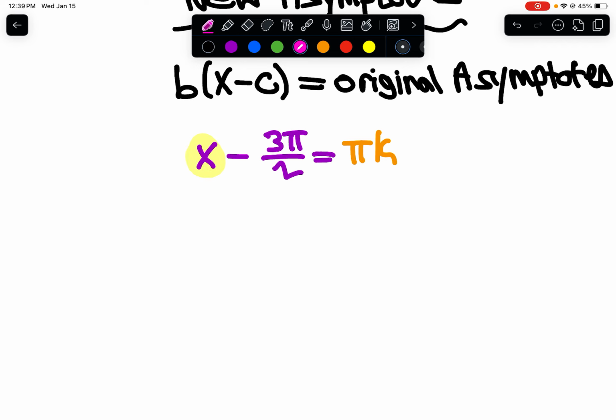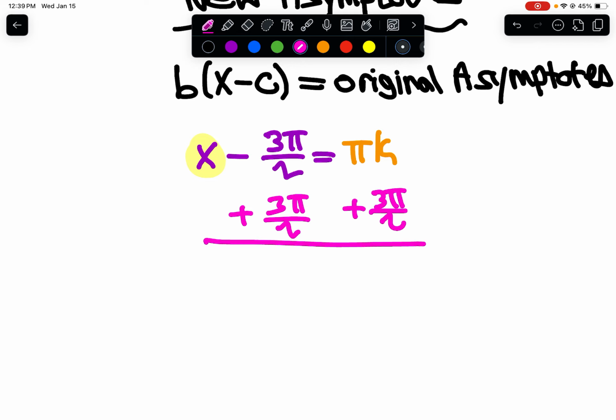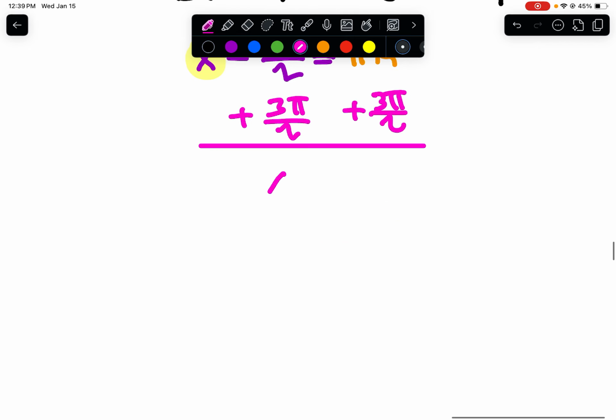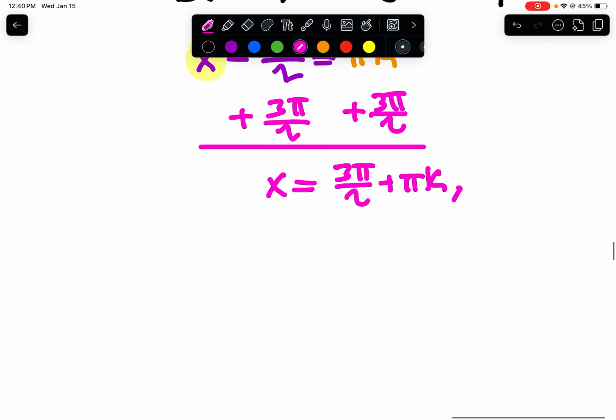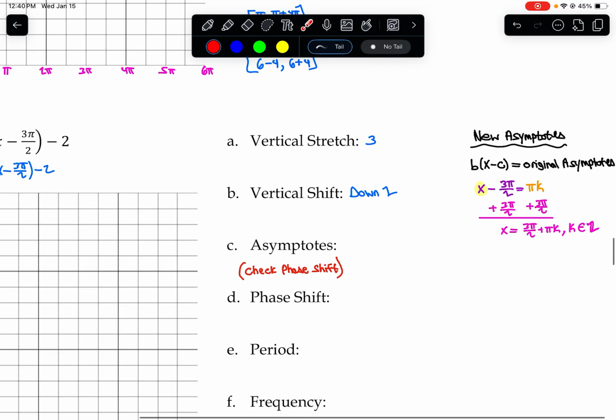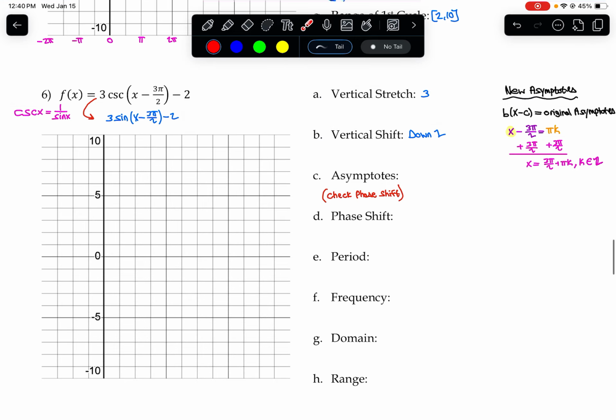So now over here, you're just going to add 3 pi over 2 to both sides. So this is going to be x equals 3 pi over 2 plus pi k, where k is an element of the integers. Now, here's the thing. If I were to do x is 3 pi over 2 plus pi k, that means I'm just going to have asymptotes starting at 3 pi over 2, and then at 5 pi over 2, and then 7 pi over 2.